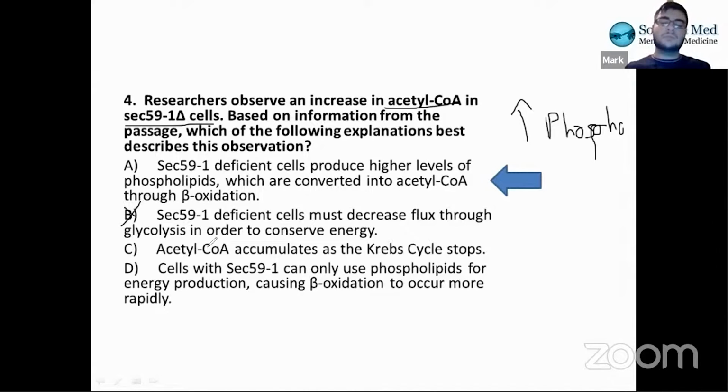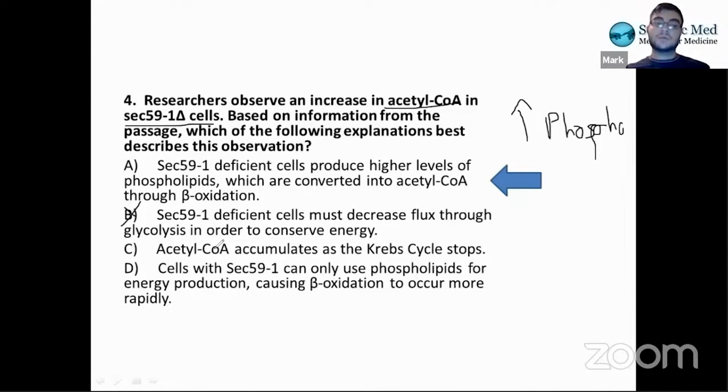C, acetyl-CoA accumulates as the Krebs cycle stops. The Krebs cycle wouldn't really be stopping because you have a lot of energy. If you had energy deficiency, then the Krebs cycle would stop. If you didn't have a lot of lipids, if you didn't have a lot of carbohydrates, then the Krebs cycle would stop because you have nothing to fuel it, to power it. Or if you got rid of one of the intermediates or enzymes in the Krebs cycle, it would also stop. But it didn't really mention that you're actually having a lot of fats.